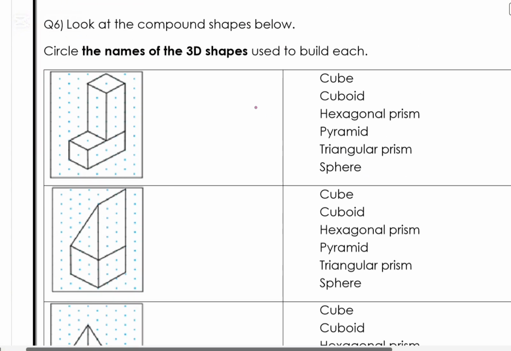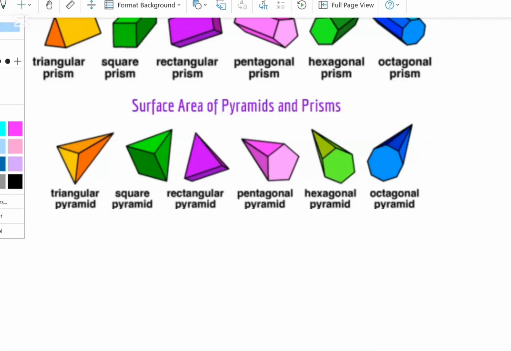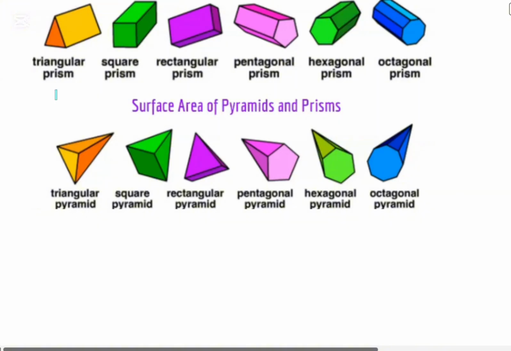So just here we need to circle the names of the 3D shapes, simple 3D shapes with each other. They made this compound shape, okay, which is represented in each picture. So here, as you see, you have this and you have this. But before anything else, I want to remind you about some important shapes here, as you see, guys. Bismillah. First, as you see here, we're talking about something which is called prism.